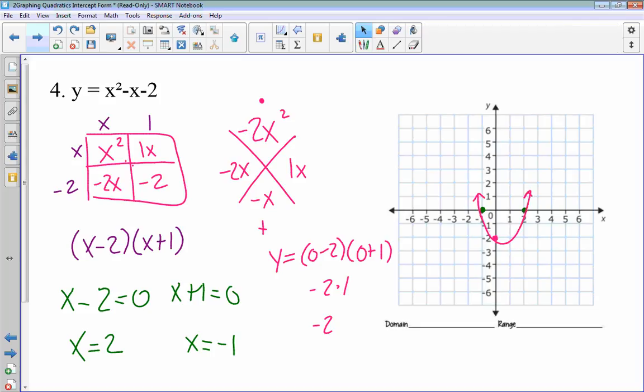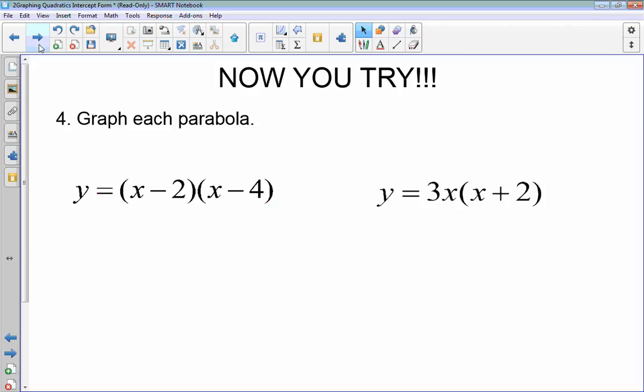So that wraps up our lesson on graphing from factored form or graphing from intercept form. So go ahead and try these two problems. Be ready to turn them in class.